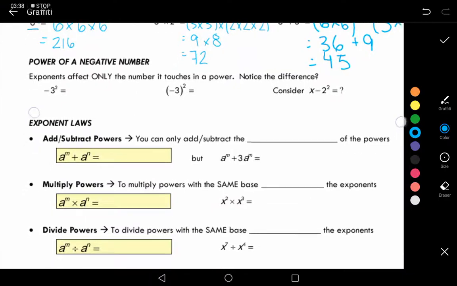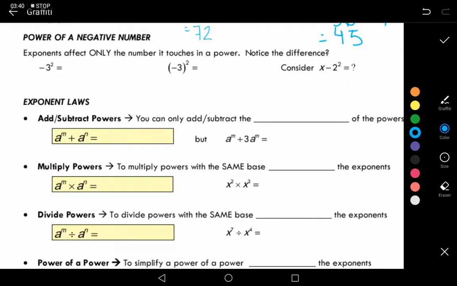Okay, moving on. So it says power of a negative number. Exponents affect only the number it touches in a power. So this first one, we have negative 3 squared. Because that negative is out front, that power is not touching it. So what that actually means is we would leave the negative out front and we would have 3 squared. So 3 times 3. So that would give us an answer of negative 9.